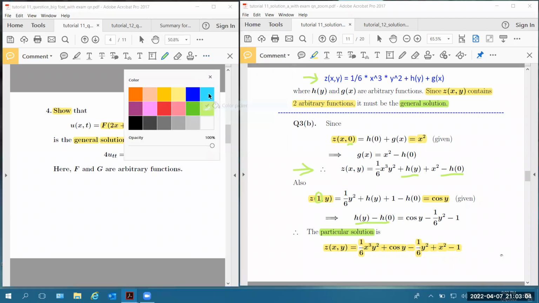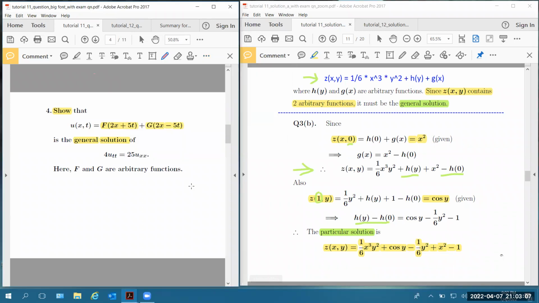Let me change the color. There are two things here. You want to show that this one is the general solution of this. General solution is actually two words, so there are two meanings here. One is general, one is solution. Let's talk about solution. What's the meaning? When you say that your u(x,t) is a solution of this PDE, class, what does it mean? Any idea?